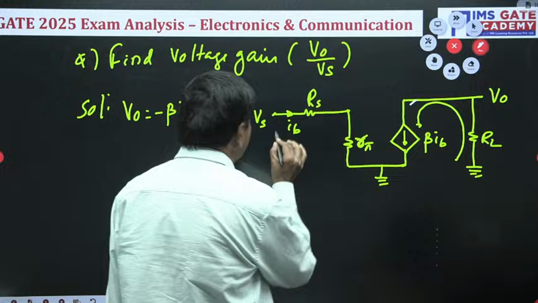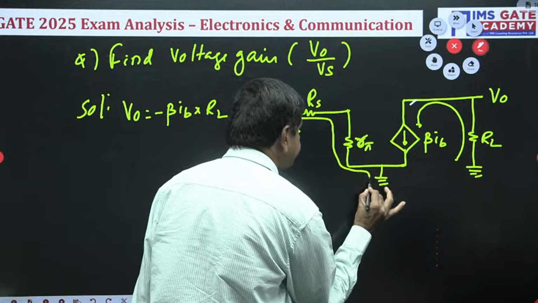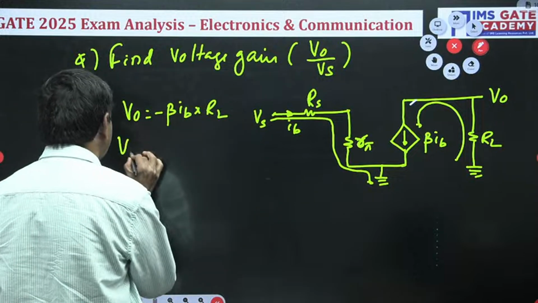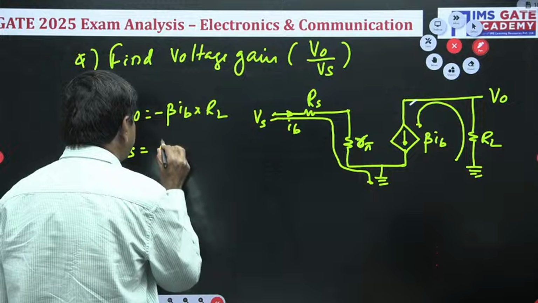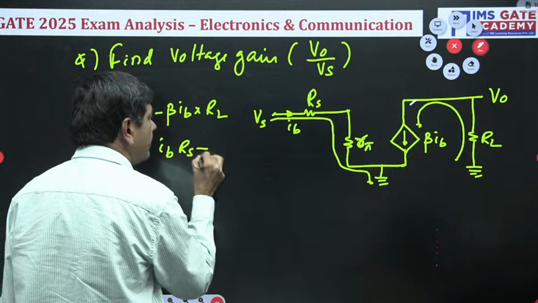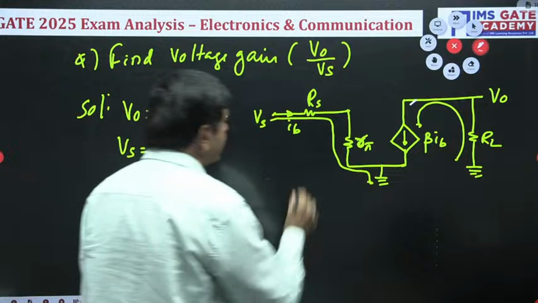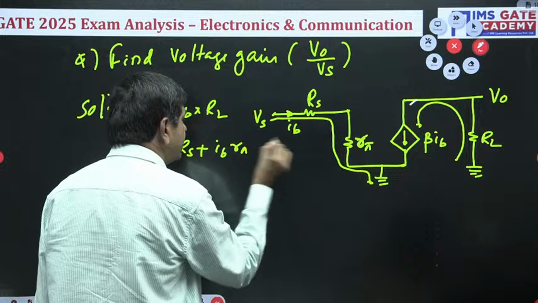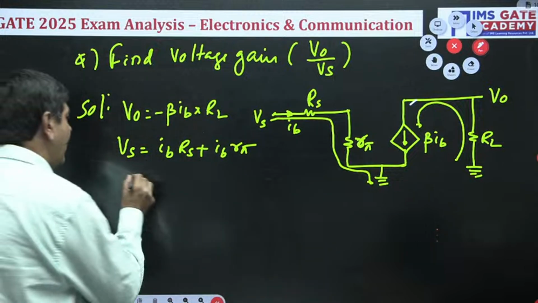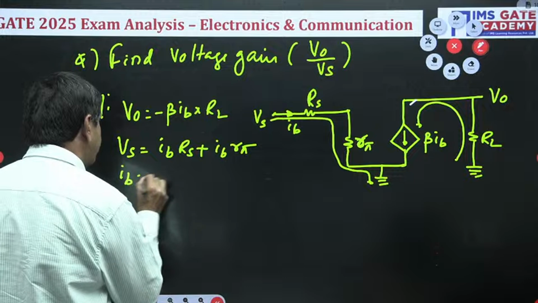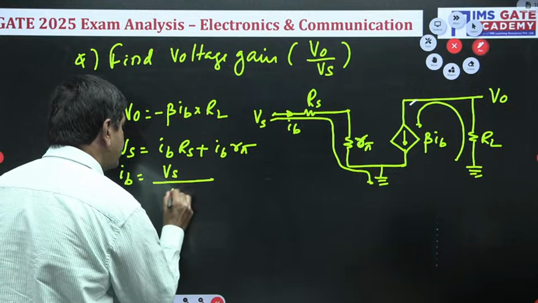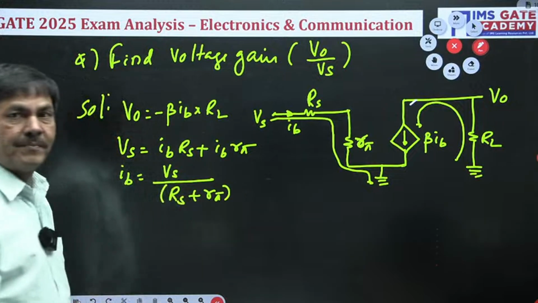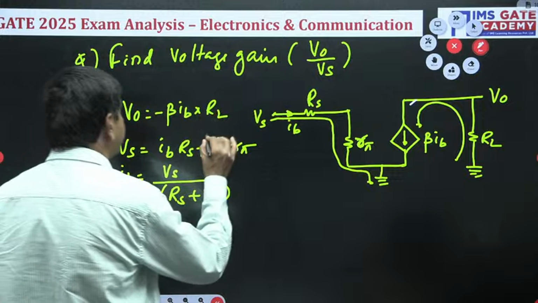IB I can get by applying KVL in this path. Vs is nothing but IB into RS plus the base current, the same current going to flow, IB into RPI. Finally IB is nothing but Vs by RS plus RPI. This is the base current, and I can substitute it in this particular equation.